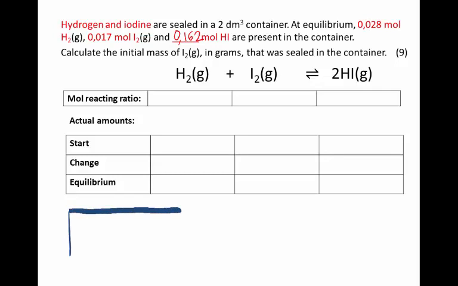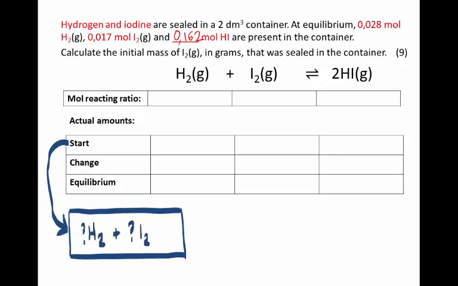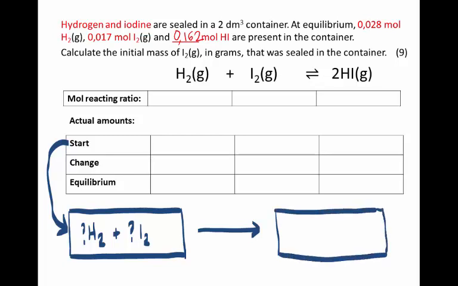So what is happening here? We had a sealed container, 2 liters, and at the start we had a certain amount, we don't know how much, of hydrogen and a certain amount of iodine and no hydrogen iodide. Only those two. Then they reacted together, and over time, now this is not a new container, it's the same container just a little later, it reached equilibrium. At equilibrium, it now has 0,028 moles of hydrogen, 0,017 moles of iodine, and it also has 0,162 moles of hydrogen iodide.